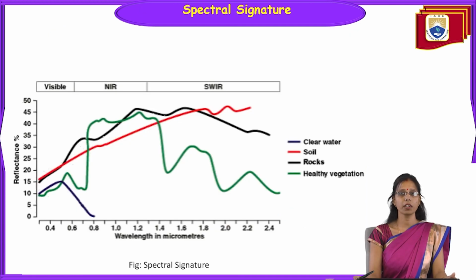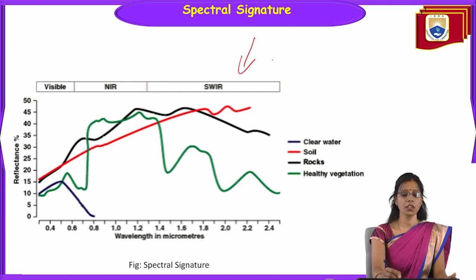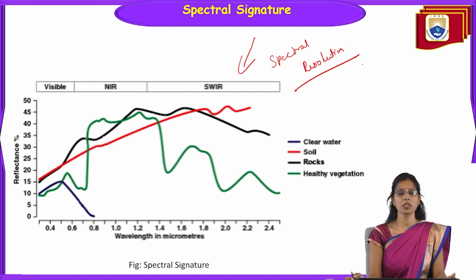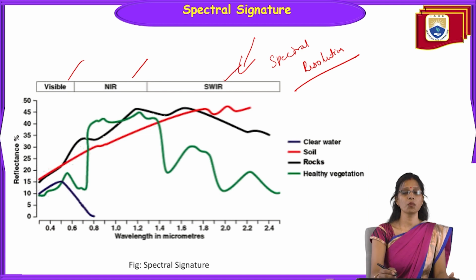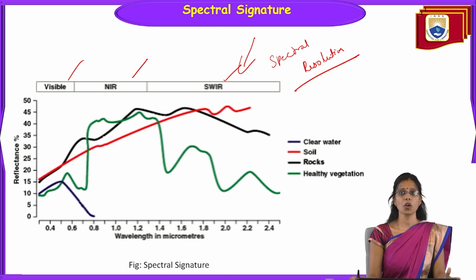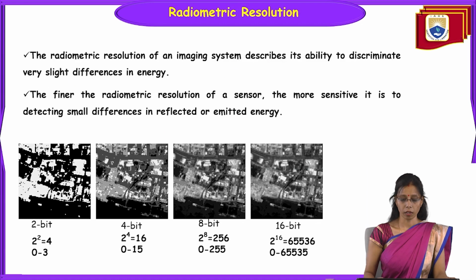Spectral signatures we have already discussed in the previous lecture also. So this is the result of spectral resolution, in how many bands the satellite is providing us the information. Now if you see visible band, near infrared band, SWIR, so with 3 bands it is giving us the information of clear water, soil, rocks and heavy vegetation.